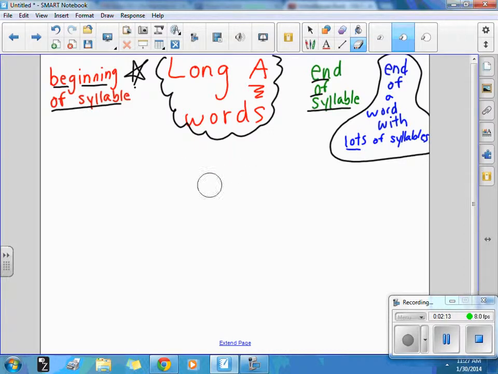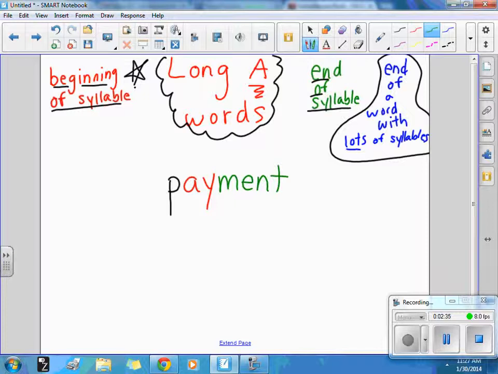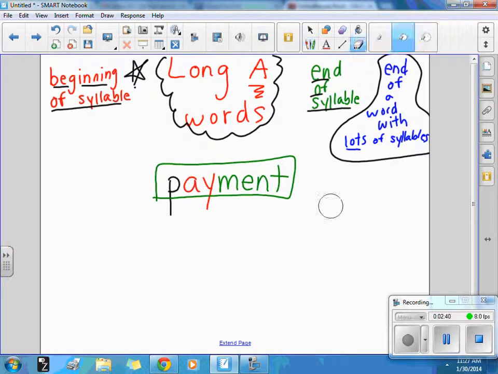Let's try the word payment. I had to make a payment on my car last week. Payment. It should look like this. A. Again, our A is hanging out with a Y. And then we've got our ending, ment. Payment. I had to make a payment on my car last week. All right, go ahead and erase.